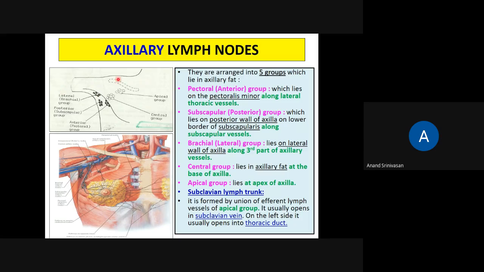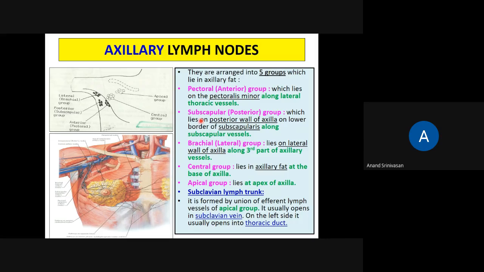There are many groups of axillary lymph nodes. Usually they are grouped into five. You know the shape of the axilla. What is the shape of the axilla? Pyramidal shape. So it has a base, an anterior fold, a posterior fold, medial, lateral, and apex. Each fold has a group of lymph nodes. Just behind the pectoralis major is the pectoral group of lymph nodes, which lie along the lateral thoracic vessels.